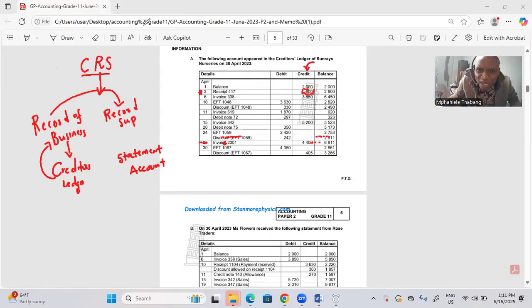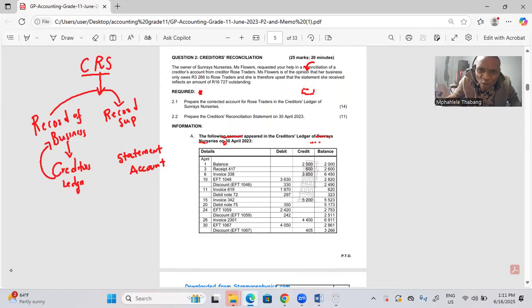Okay, if we even go back to the transaction, the name of our business, guys, is Sunray Nursery. It's very important to read the information. So the name of our business is Sunray Nursery, which buys on credit from a supplier with the name of Rose Traders. Okay, so the only time where we will credit in the creditors ledger, it's when we buy on credit from the Rose Traders. It means that we increase what we owe to the Rose Traders. So this entry, it's incorrect.